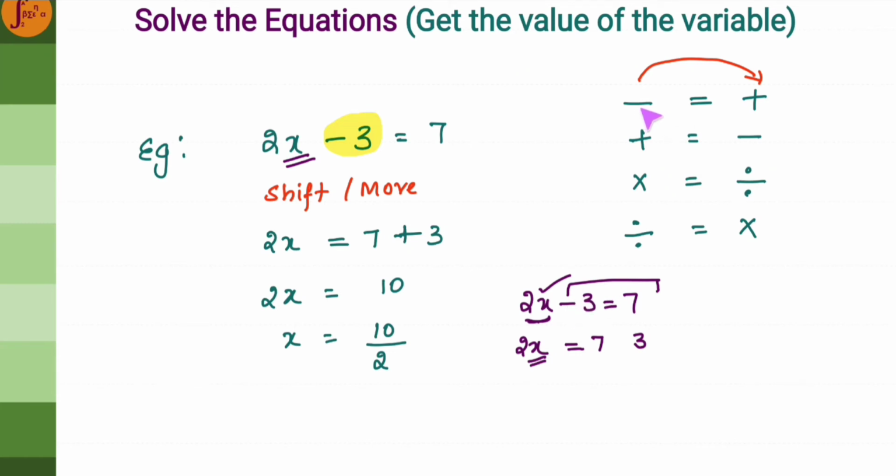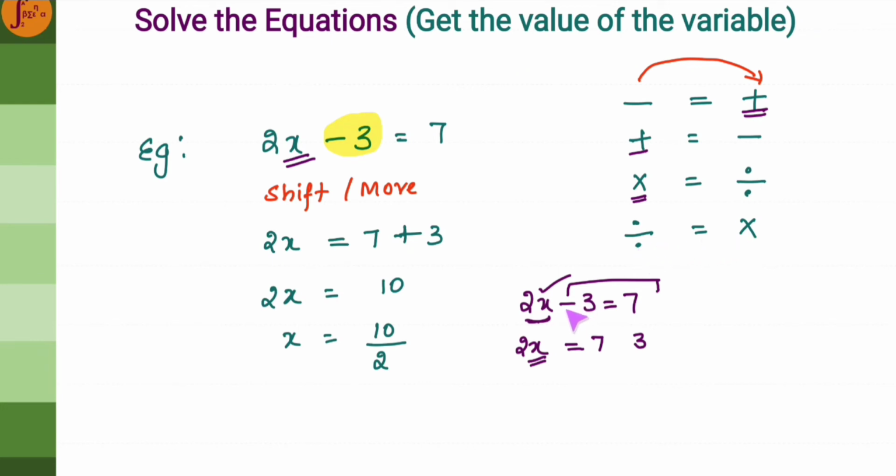If it was minus, when you shift it to the other side of the equal to sign, it's going to become plus. If it was plus, it's going to become minus. It's just going to be opposite. And if there was multiply, then it will be divide. If there was divide, then it will be multiply.